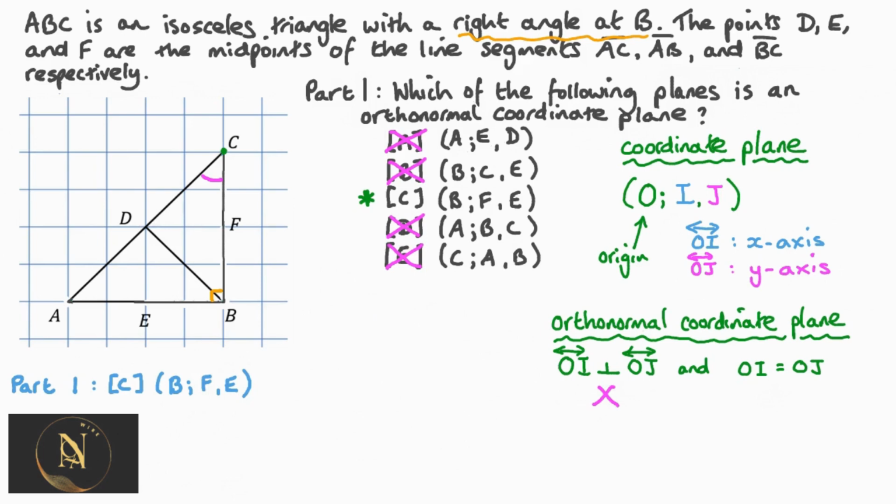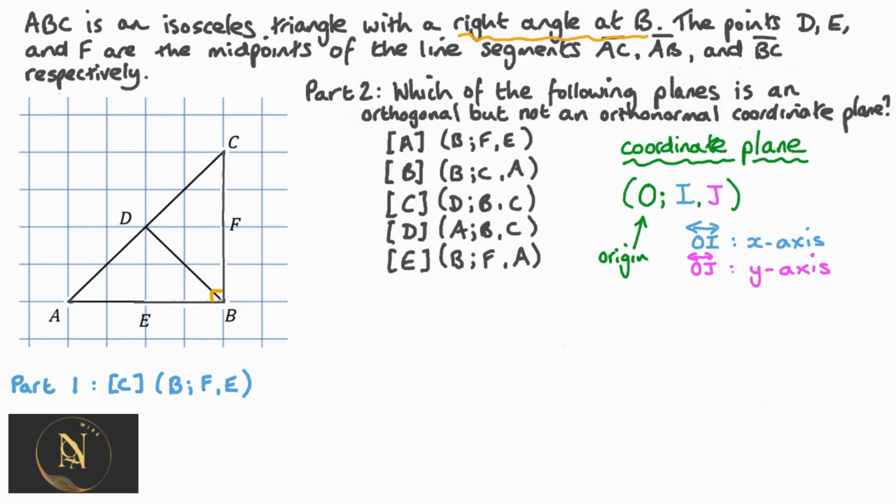Now moving on to part 2, which of the following planes is an orthogonal but not an orthonormal coordinate plane? Option A, plane BFE, option B, plane BCA, option C, plane DBC, option D, plane ABC, or option E, plane BFA.